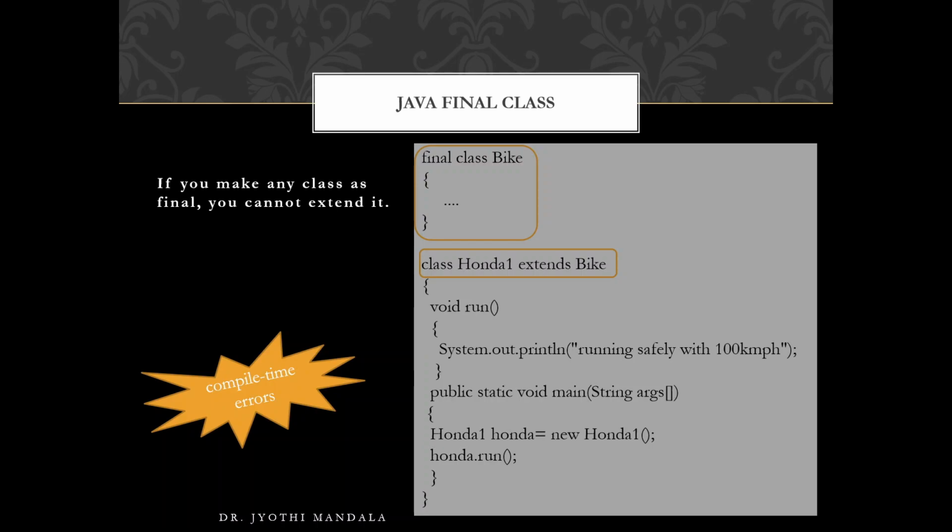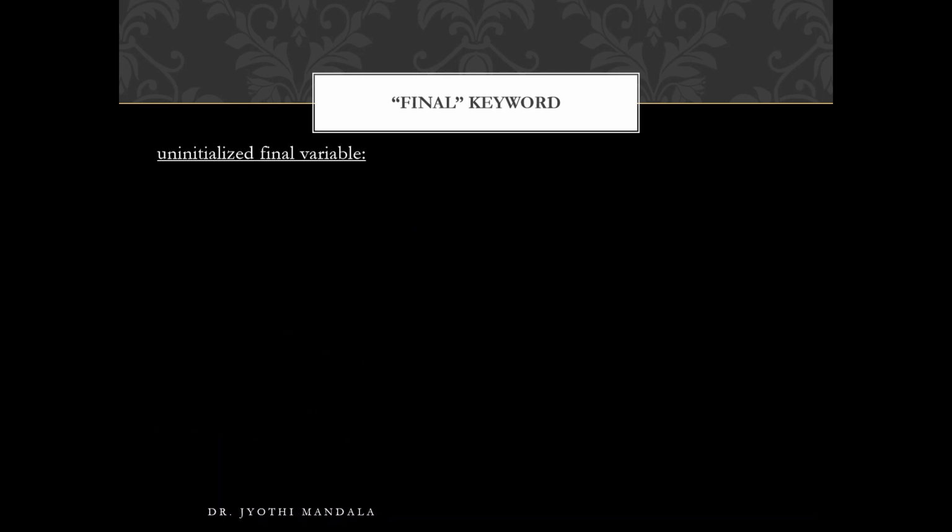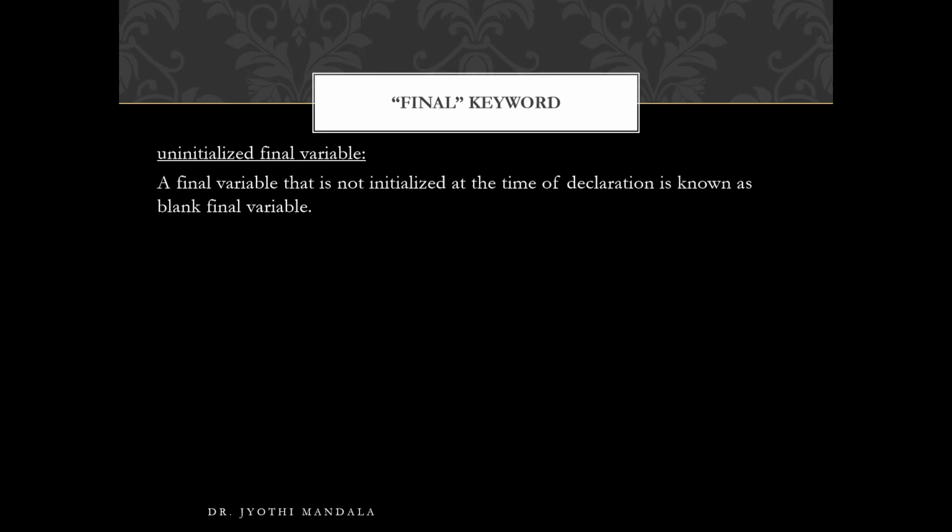Along with this, you need to understand some concepts about the final keyword. Whenever a value is given to a final variable, that value is fixed. But how can we work with uninitialized final variables? An uninitialized final variable is a variable whose value is not initialized at the time of declaration. If it is initialized, then the value is fixed and it is considered a constant. But if it is not initialized, then such a variable is called an uninitialized final variable.